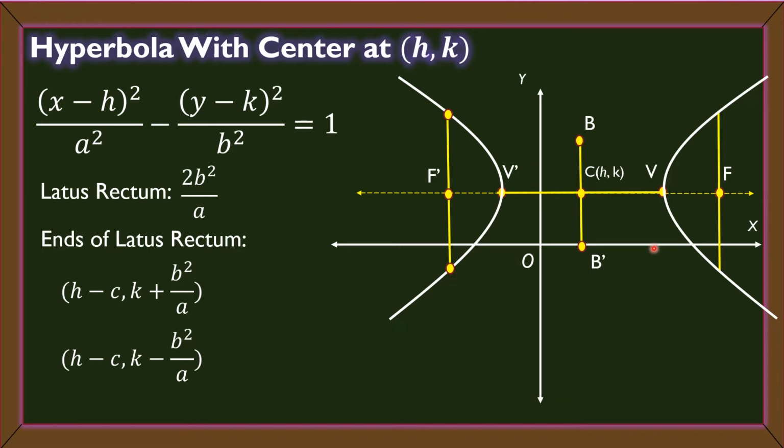The other two endpoints of the latus rectum have coordinates (h plus c, k plus b squared over a). The other one, (h plus c, k minus b squared over a).